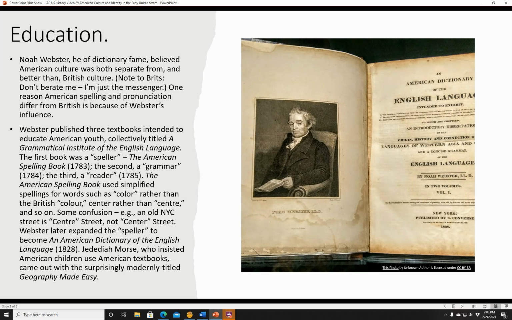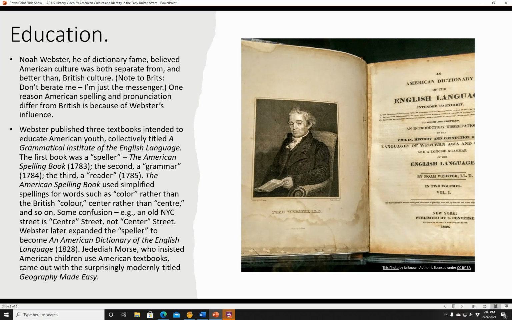Education. Noah Webster, he of dictionary fame, you've probably heard of Webster's Dictionary, believed American culture was both separate from and better than British culture. Note to any British viewers, don't berate me, I'm just the messenger. One reason American spelling and pronunciation differ from British spelling and pronunciation is because of Webster's influence.